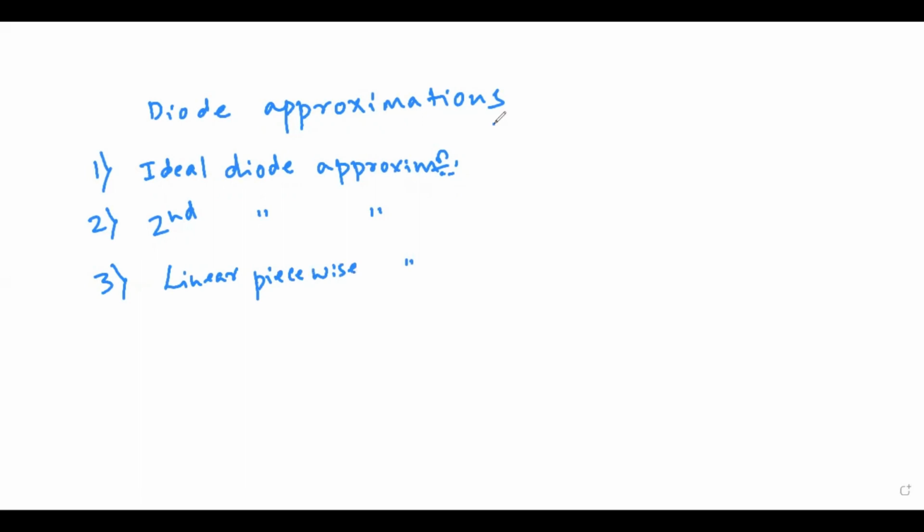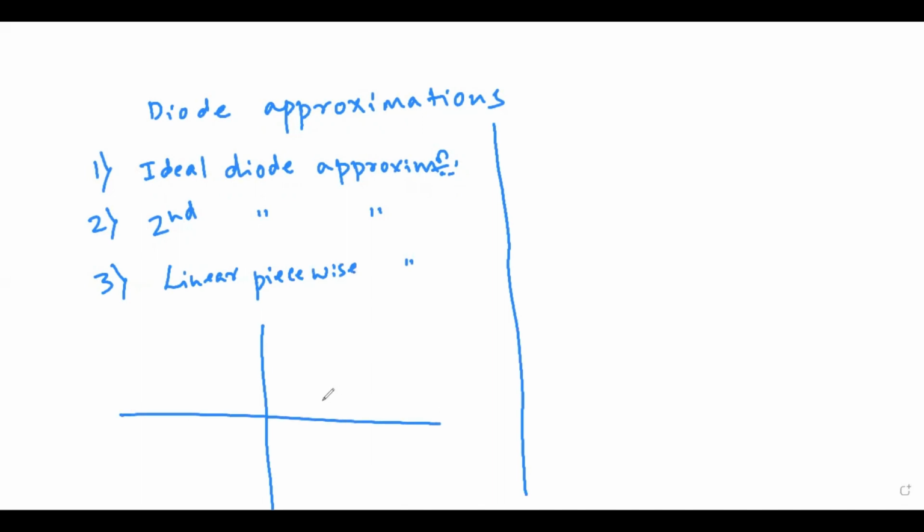Before this, we already discussed the VI characteristics of the diode. When you draw it, it looks like this for the forward biased, and when it is reverse biased, it looks like this. So this is the forward characteristics, and this is the reverse characteristics. This is the VI characteristics of a normal diode.